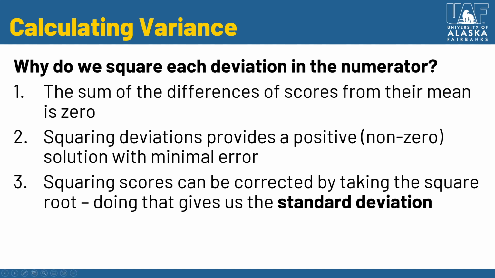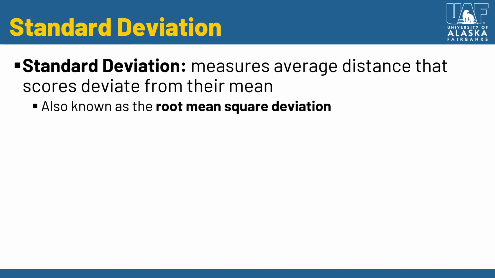And then after we calculate the variance, we can just correct back, right? So if we squared everything to calculate the variance, we can take the square root, do the inverse, and that will give us the standard deviation, right? So hopefully these terms are starting to come together here. Standard deviation is another statistical term you'll hear a lot. And this is a measure of the average distance that scores deviate from their mean, right? Variance was the average squared distance. Standard deviation is just the average distance.